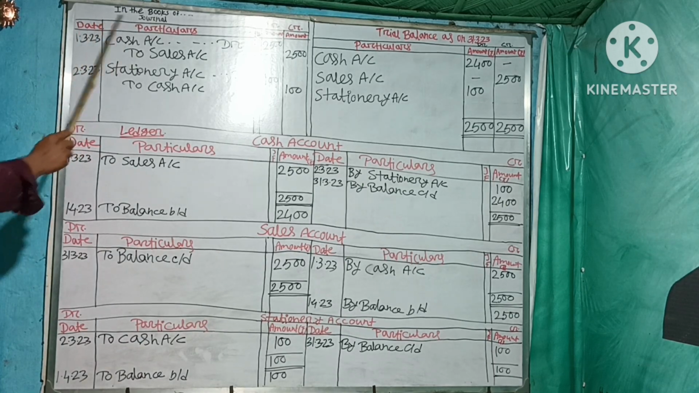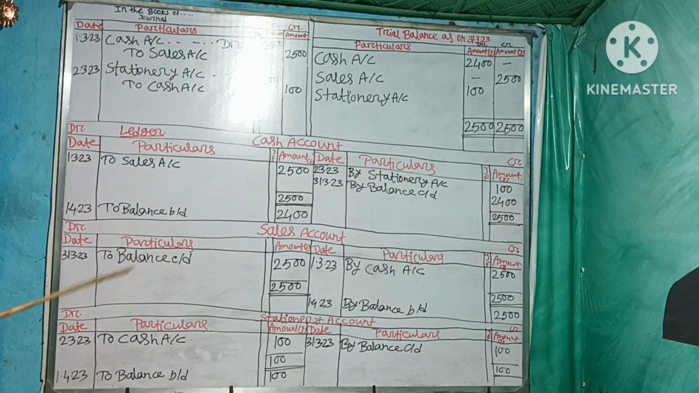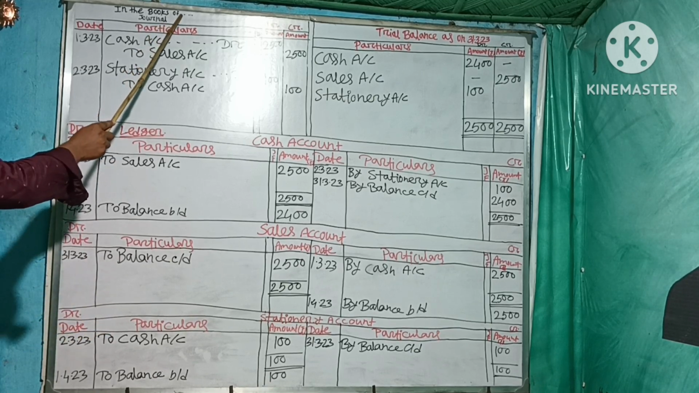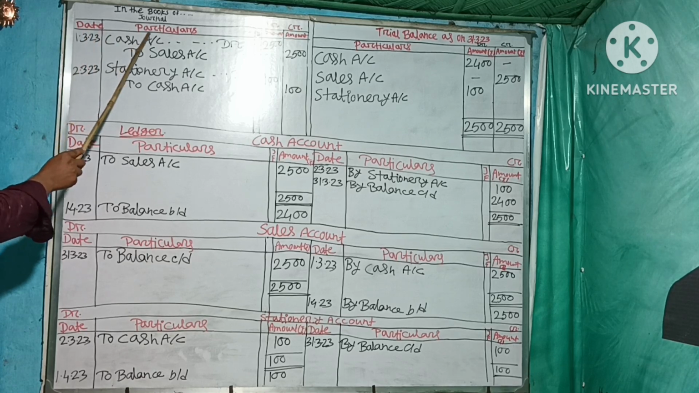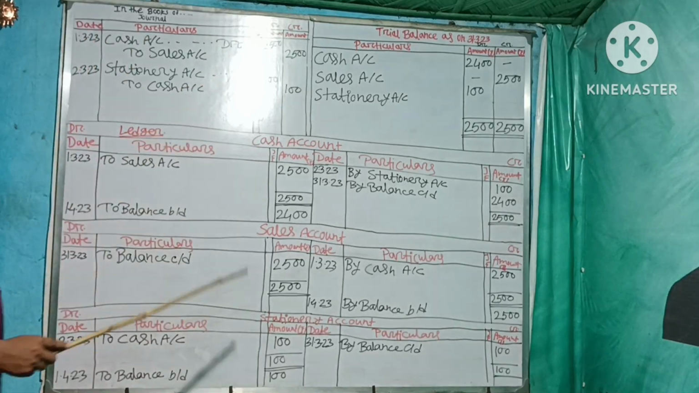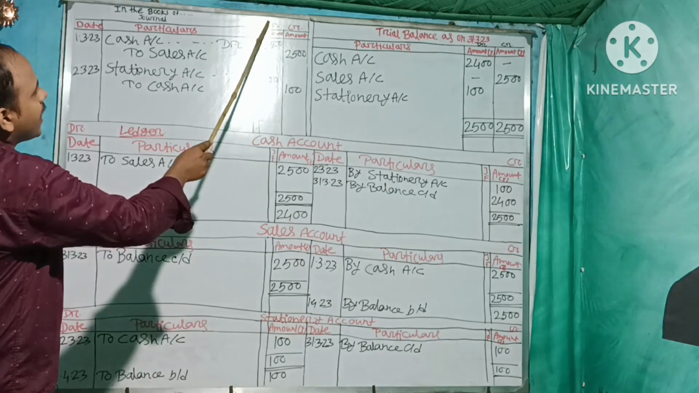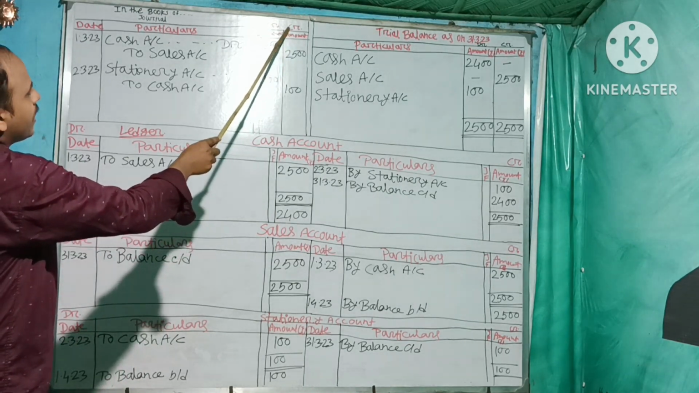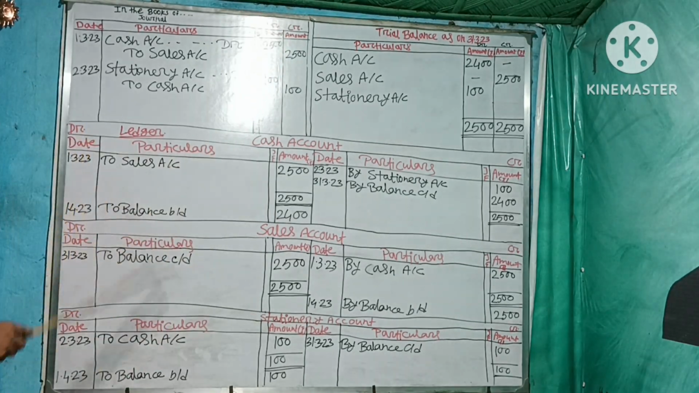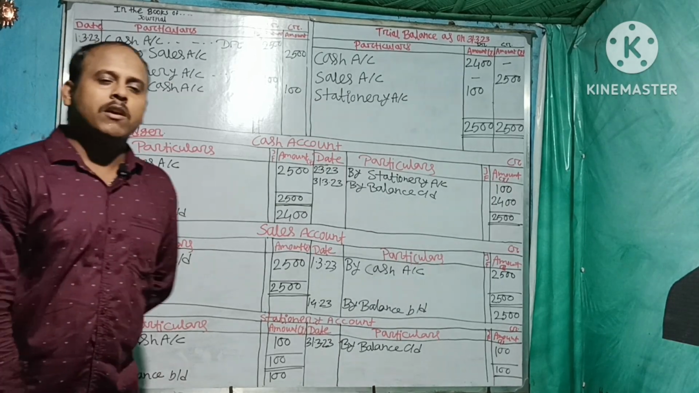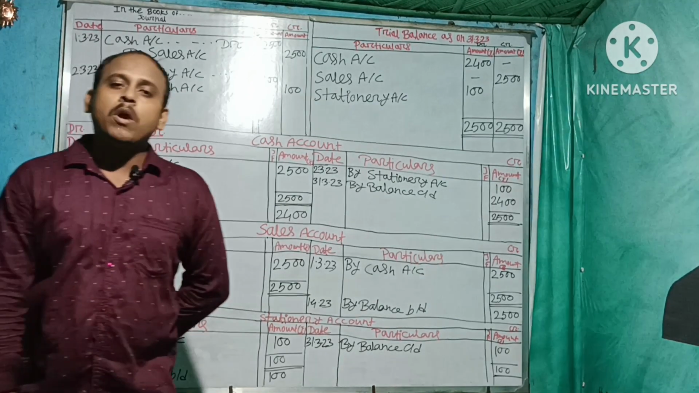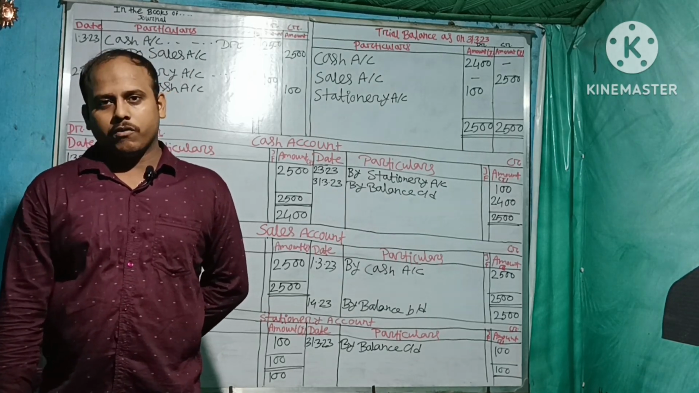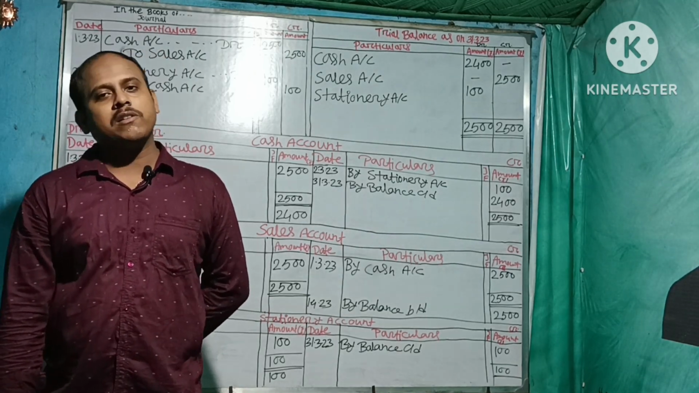This is our format, in the books of... If any name is mentioned in our question, then we can write in the books of that name. Journal: date, particulars, LF, that is ledger folio, amount rupees debit, amount rupees credit. First transaction, cash sales of rupees 2500. So here we identify two accounts: first of all cash, second of all sales.